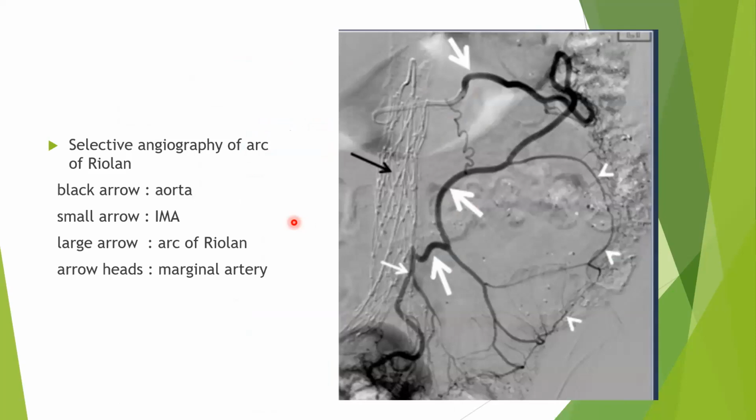This is an angiography showing the communications between the superior and inferior mesenteric arteries. This is the aorta, the inferior mesenteric artery. This is the arc of Riolan. And this is the marginal artery, which is located on the inner aspect of the colon.